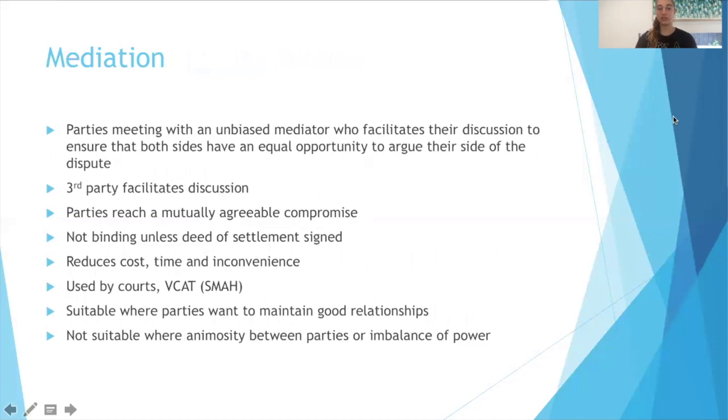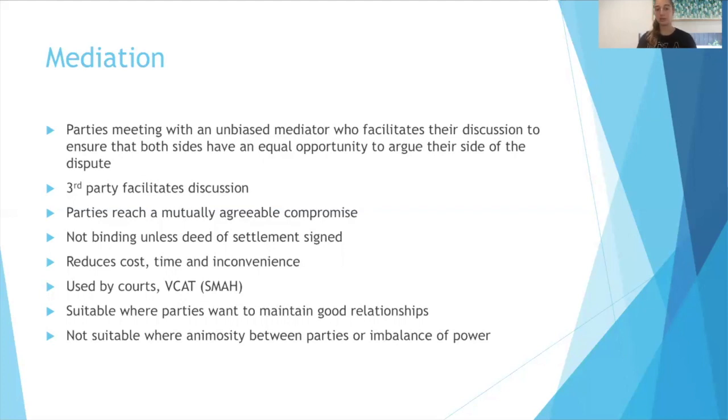The first type of alternative dispute resolution that you need to know is mediation. Mediation is where an unbiased mediator facilitates discussion between the parties and ensures that both parties have an equal opportunity to argue their sides of the dispute. So the third party only facilitates discussion by asking questions like, do you have anything to add to that? Or is there anything you would like to respond? Or how do you feel about that? So that the parties talk through their issues and can reach an agreement themselves.